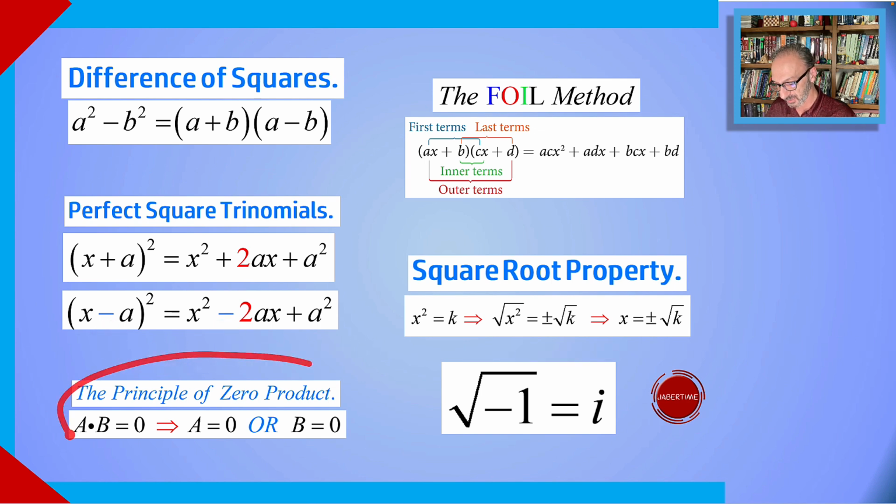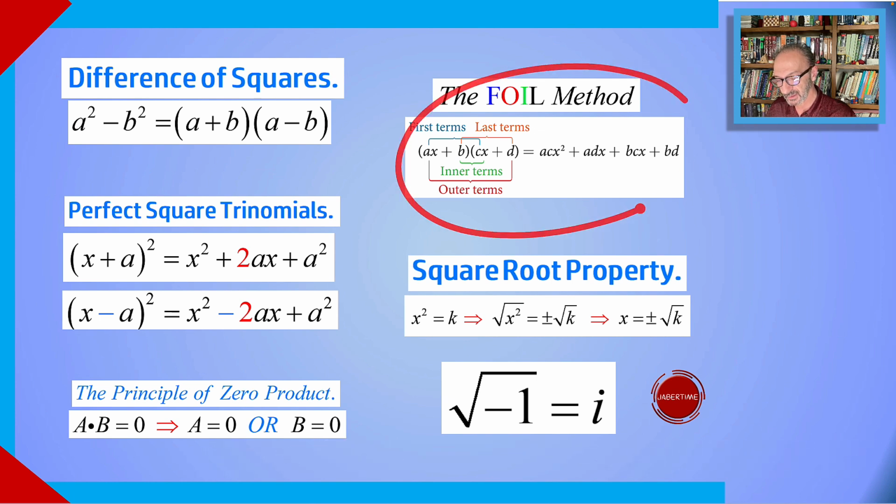We factor so we could use the principle of zero products. A times b equals 0, and that's when we factor it. We end up with a equals 0 or b equals 0. The factoring technique, if it doesn't belong to these formulas, we use the FOIL method, such that these two end up being added because they are like terms.